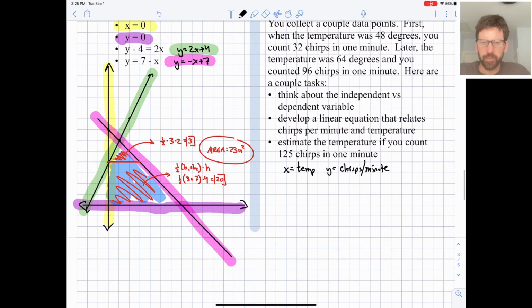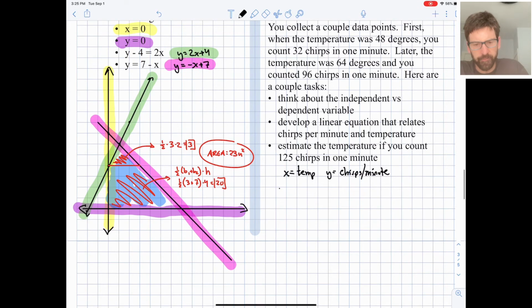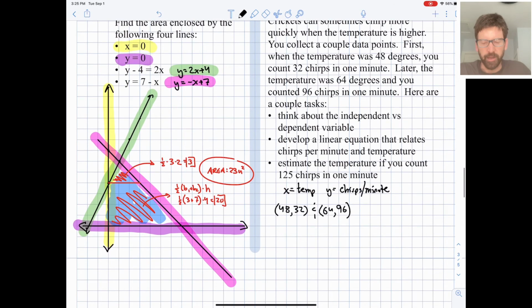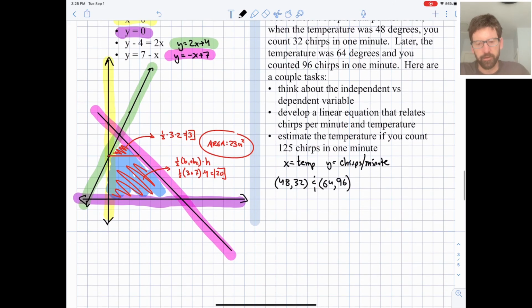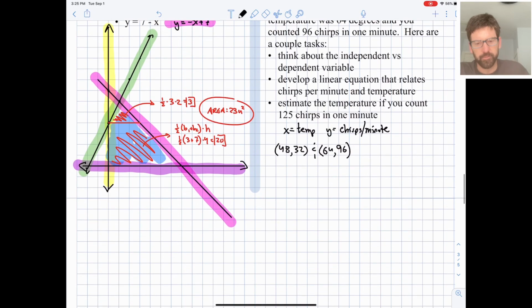And so we have a couple data points. The temp was 48 and the chirps were 32. And the second point, the temp was 64 and the chirps were 96. Okay, and that definitely does confirm our thinking that they go faster when the temperature is warmer. Let's find a slope.